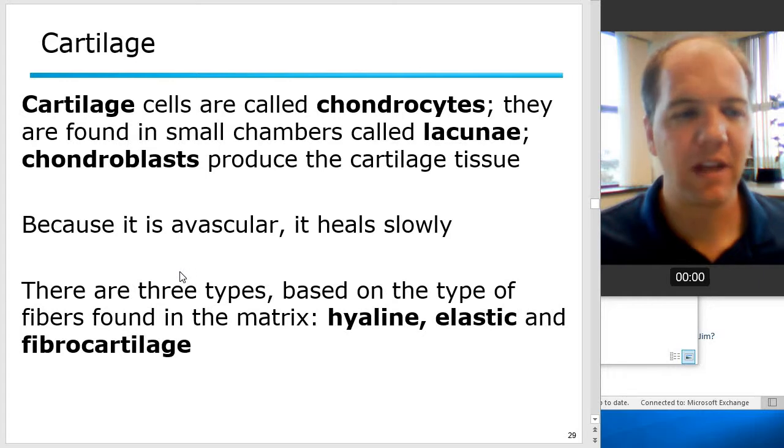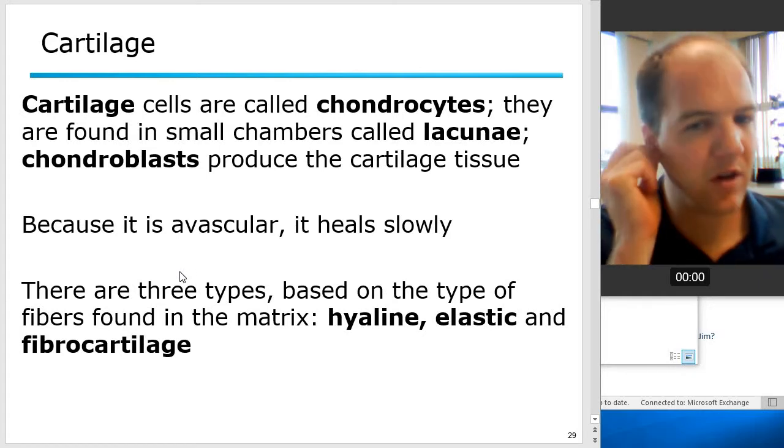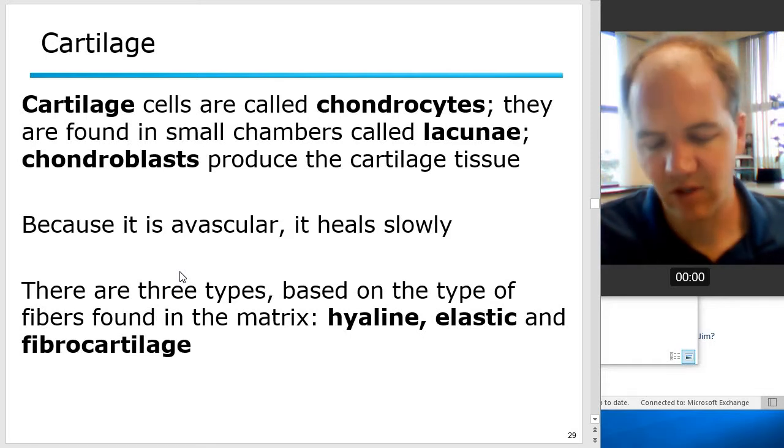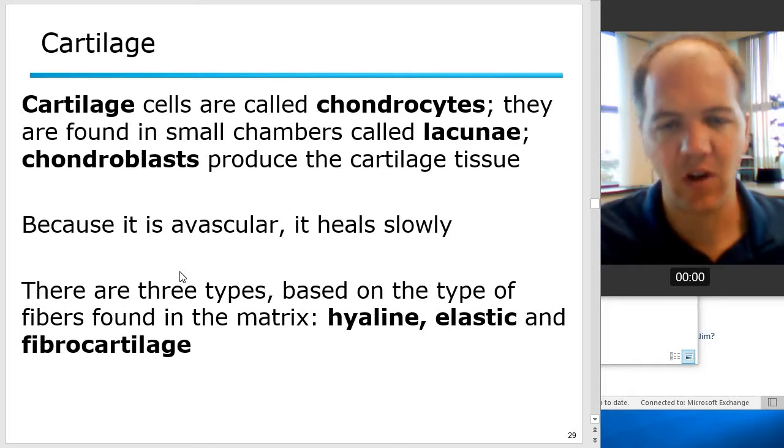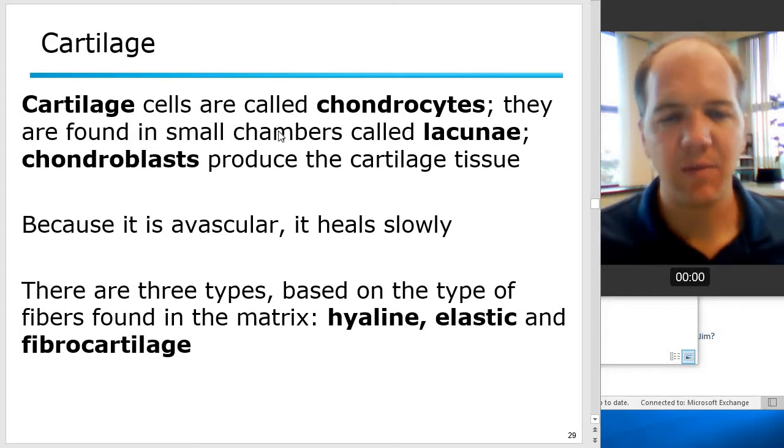Okay, the next type of connective tissue is cartilage. So you've heard of cartilage. We have cartilage in our nose and our ears. The cartilage is a layer on the edges of all our bones, in our joints, in between our vertebrae and our spinal cord. So cartilage is a type of connective tissue.